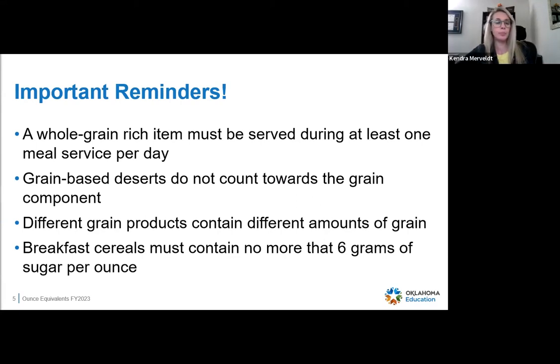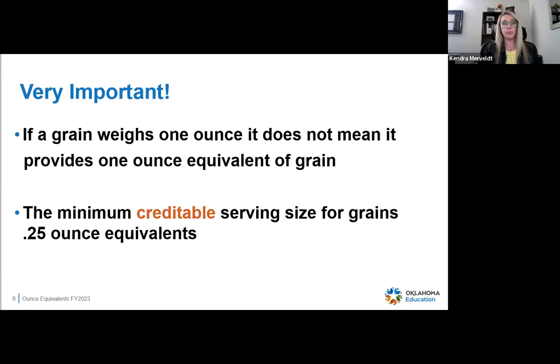Okay. So just some important reminders: a whole grain rich item, you have to serve at least 1 of those per day. Grain-based desserts do not count towards the grain component in CACFP. Different grains that you can serve or products contain different amounts of grain. So what you're serving determines how much you have to serve. And if you're doing any breakfast cereals, just a reminder that there are also sugar requirements for that as well.